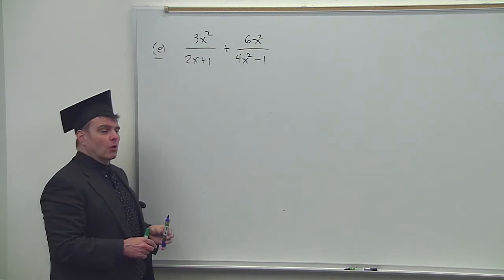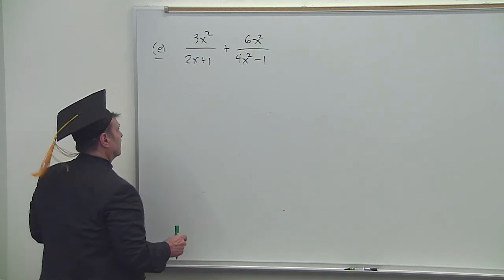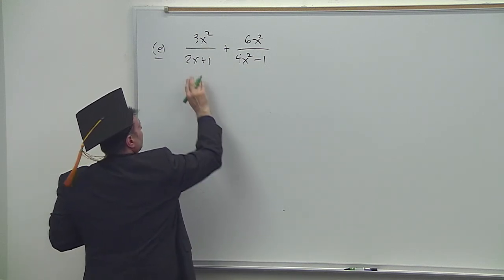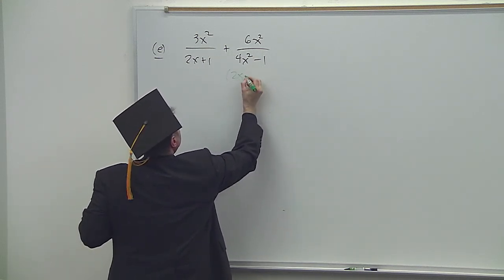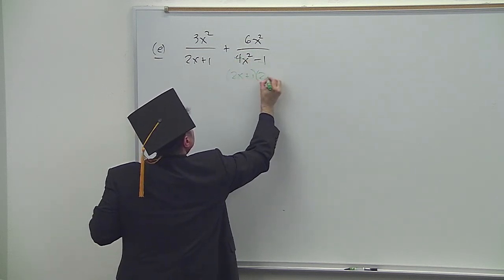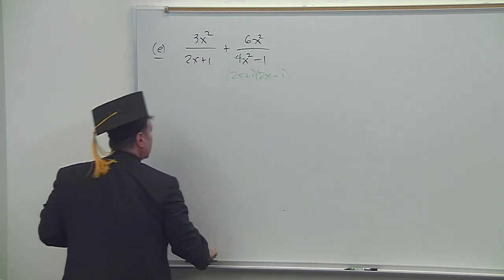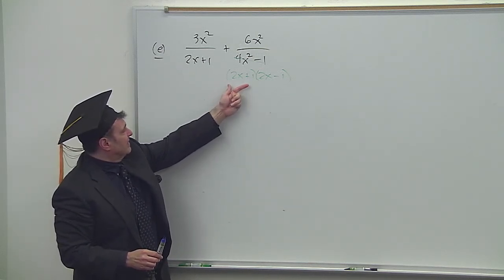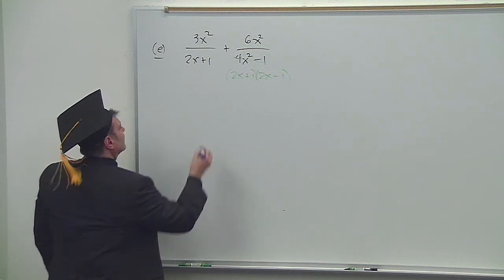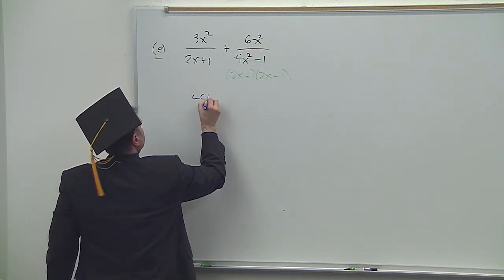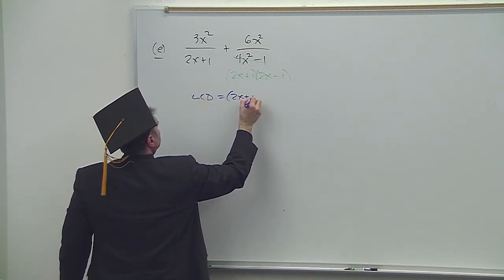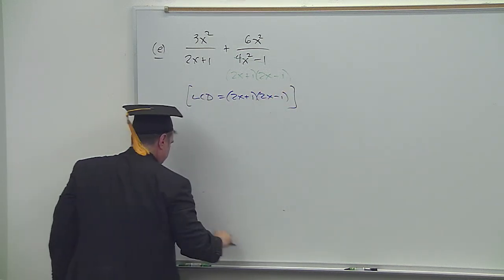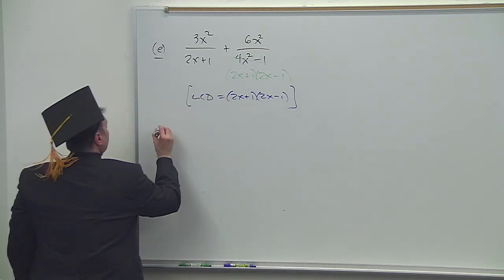Recall from class that in order to ensure that we use the least common denominator, we have to factor these denominators. This one, we can't factor any further. This denominator, though, is 2x plus 1 times 2x minus 1. So we see the 2x plus 1 is already represented there. So this is, in fact, the least common denominator. 2x plus 1 times 2x minus 1. And here we go.